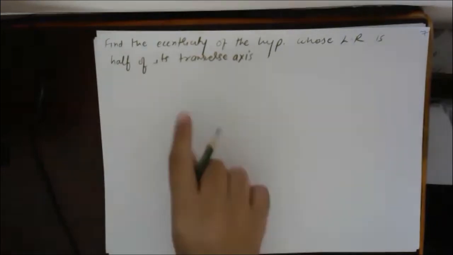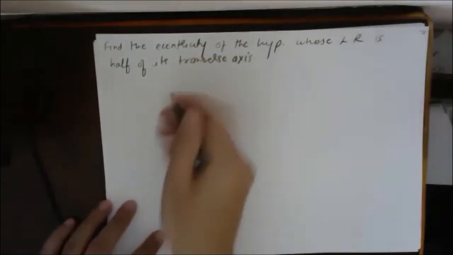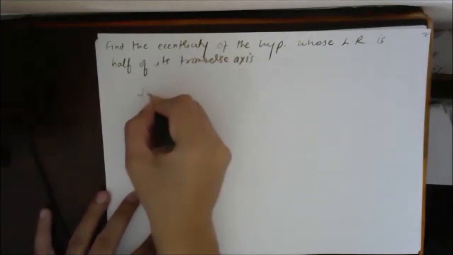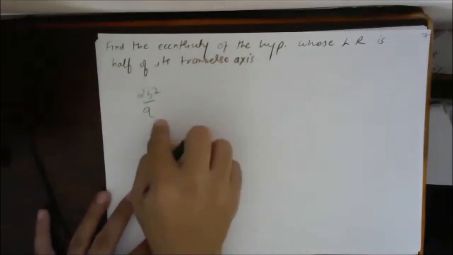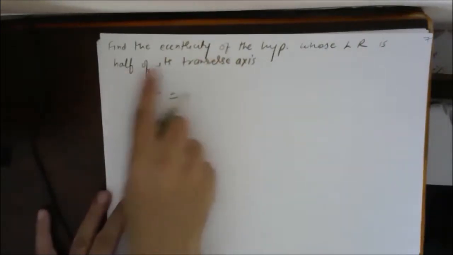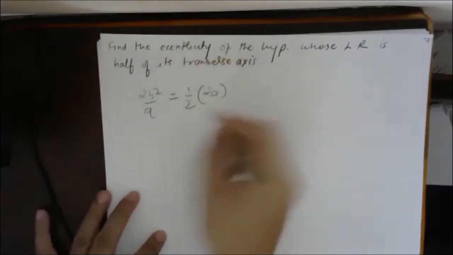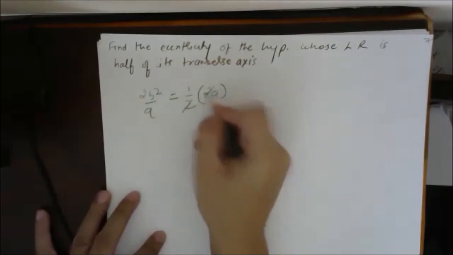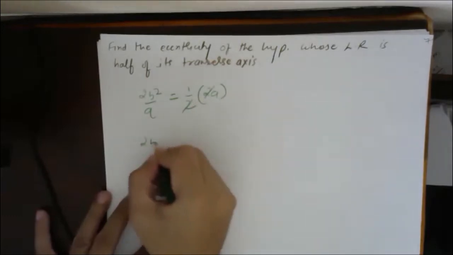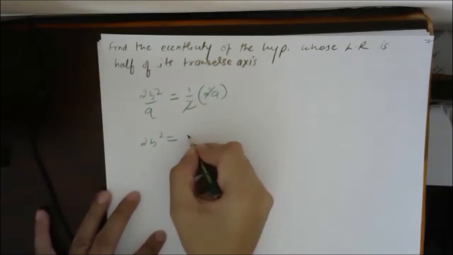What they are saying is the eccentricity of the hyperbola whose latus rectum, which will be 2b square by a, should be equal to half of its transverse axis. The transverse axis is 2a, so half of it is a. So the 2 and 2 get cancelled, and this will become 2b square is equal to a square.